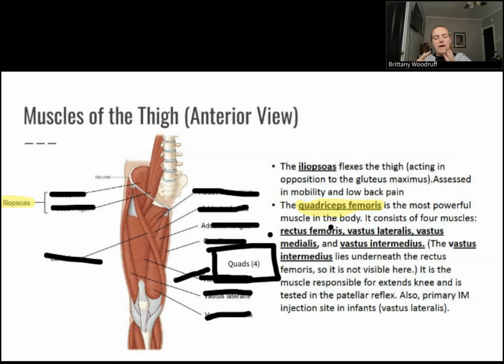When you have your patellar reflex tested, the doctor bangs on the underside of your knee, and it causes your leg to jerk out a little bit. It's the quadriceps doing that action. So that's one reason why, because of that patellar reflex. The other reason is that it's a primary injection site in infants.